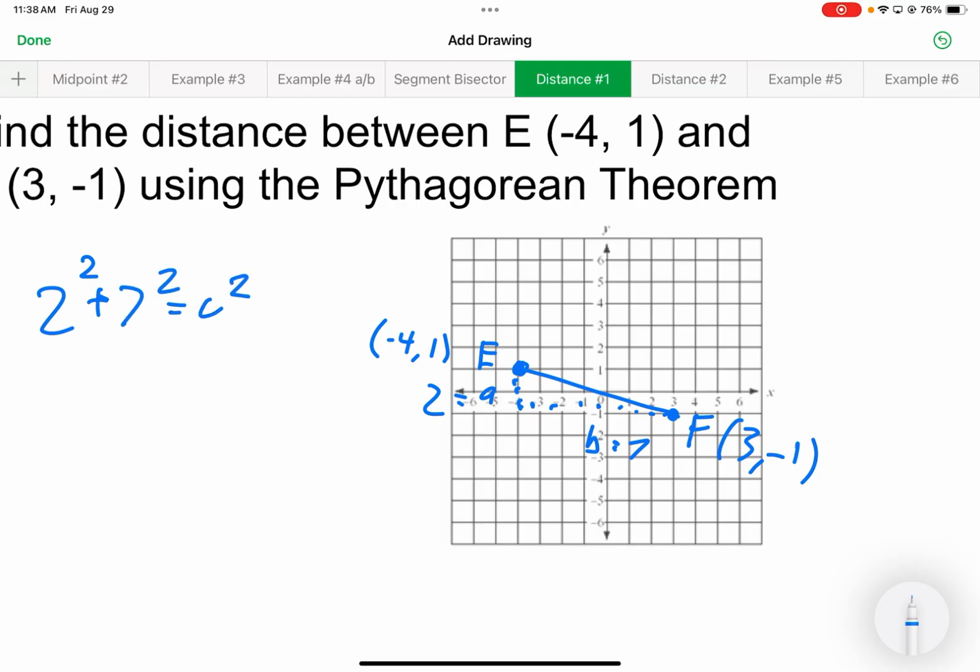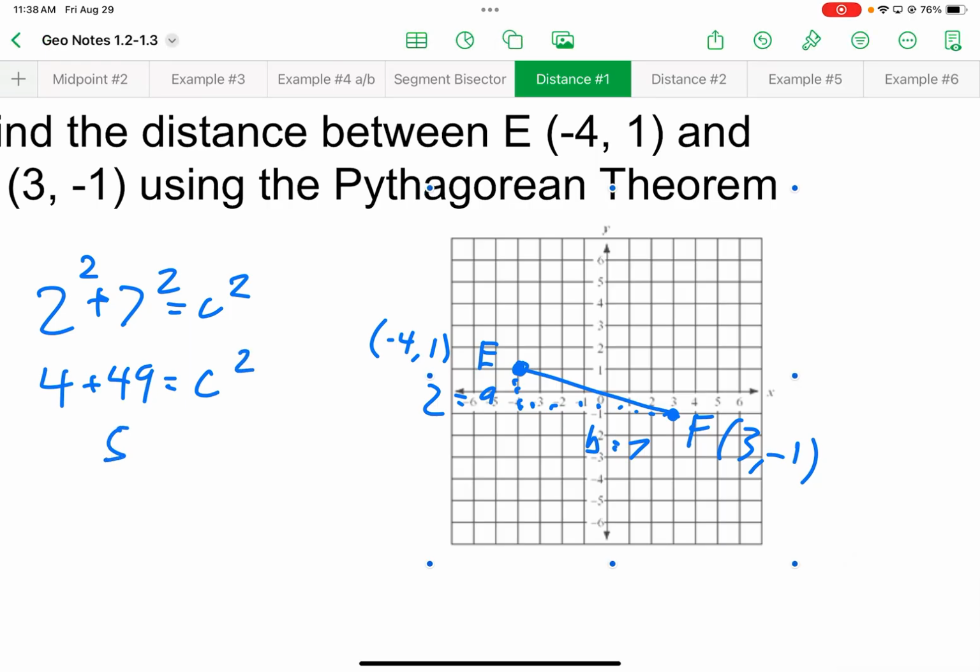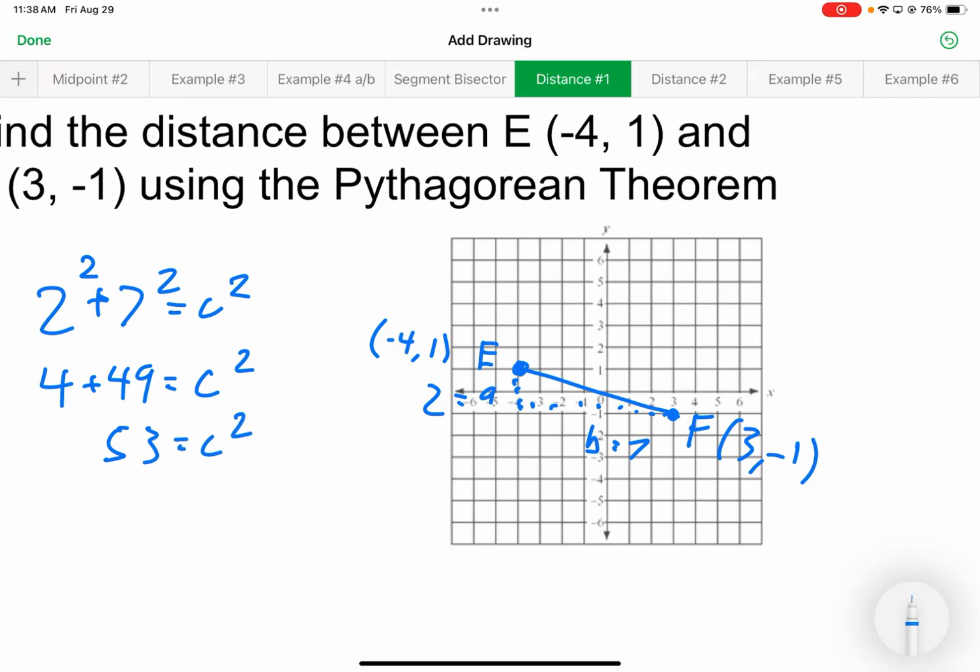Yeah. Nice. You guys remember your squares? Yeah, it's 4 plus 49 equals c squared. What is 4 plus 49? 32. Get out of here with that. It's 53. Equals c squared. Now, in order to solve for c, the length of that side, what would I need to do? Good. Take square root of both sides.